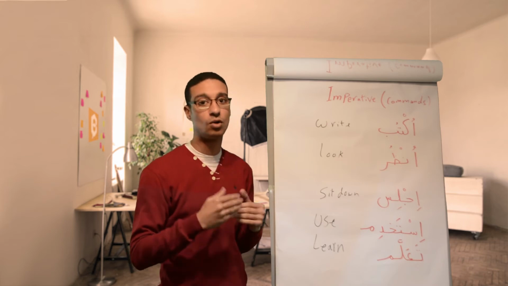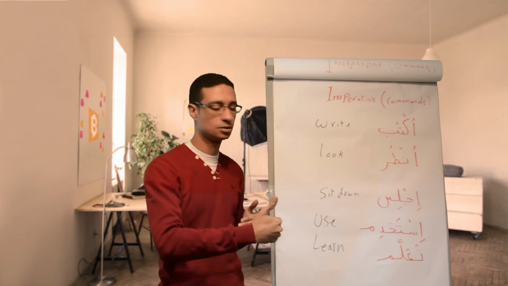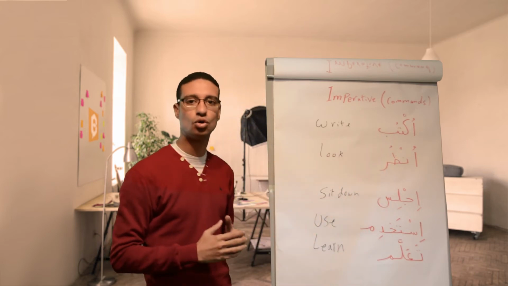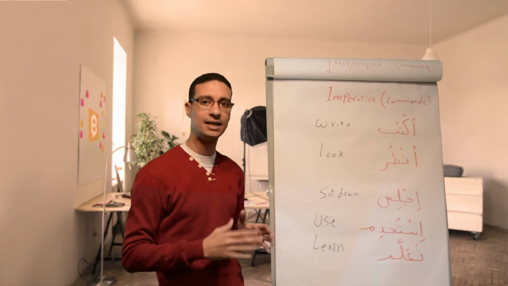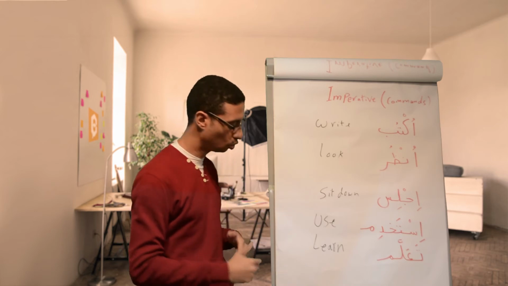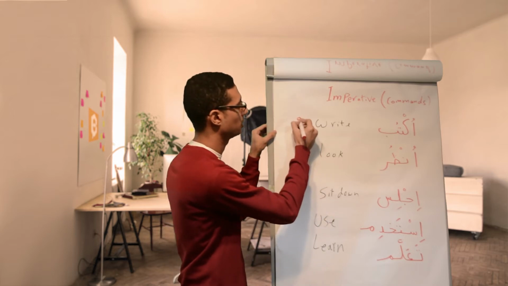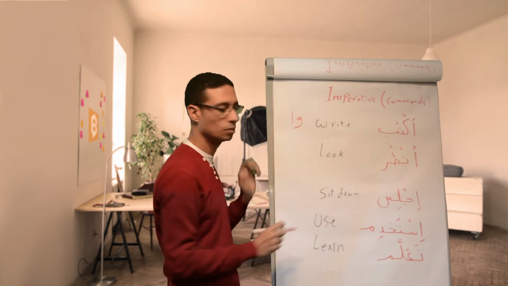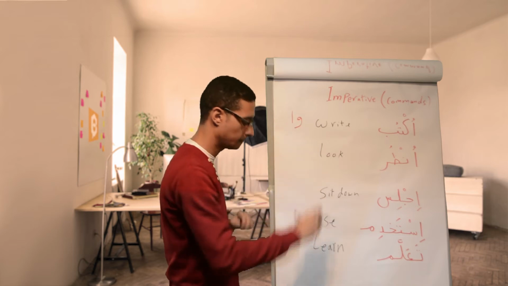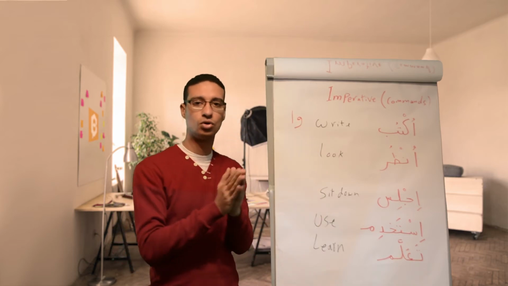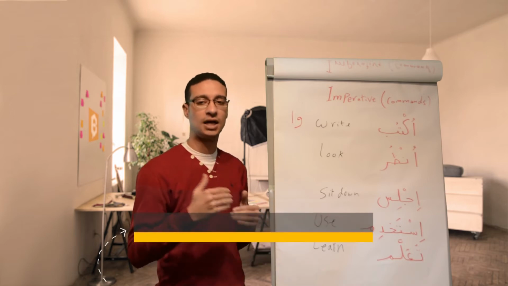If I'm talking to a woman, it's uktubi. So it's uktub, but we add ya. So it's uktubi. And the plural is uktubu, we just add waw plus alif, but the alif is silent. So it's uktubu. So uktub, uktubi, uktubu.